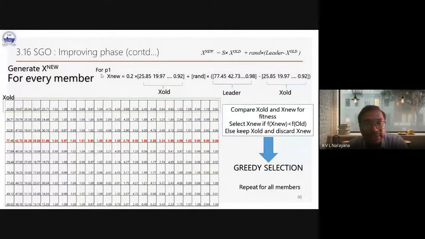So once the X new values are calculated for each and every member, you will get the new population members. And again, those values are to be substituted. Here one condition is to be satisfied. If the fitness value of the new member is less than the fitness of the old member, then X old is to be replaced by X new. If the fitness value of the new member is greater than that of the old member, then X old is to be retained and X new is to be discarded. This is the process which we have to follow.